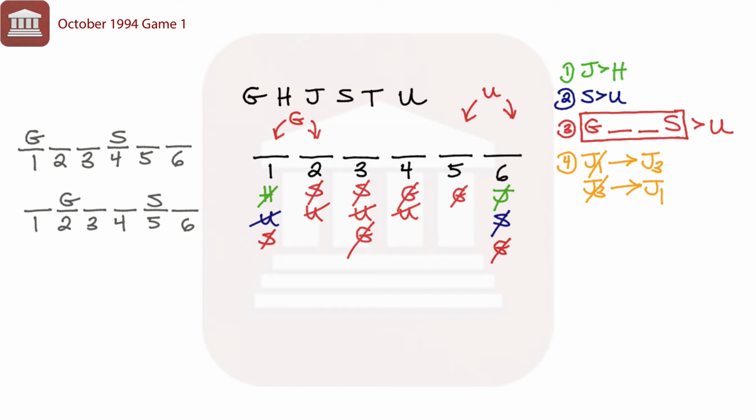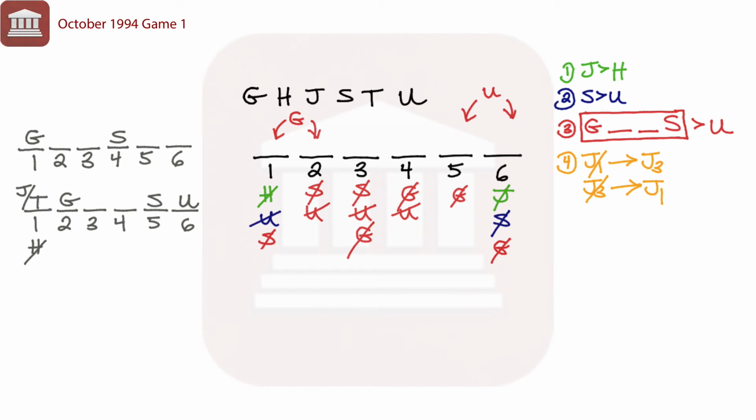Well, in the second scenario, we know that U must be in slot 6. And then the question is who remains. We know we have J, H, and T. Well, we know H comes after J, so H can't be first, which means the only possibilities for 1 are J and T. And that would be one scenario.